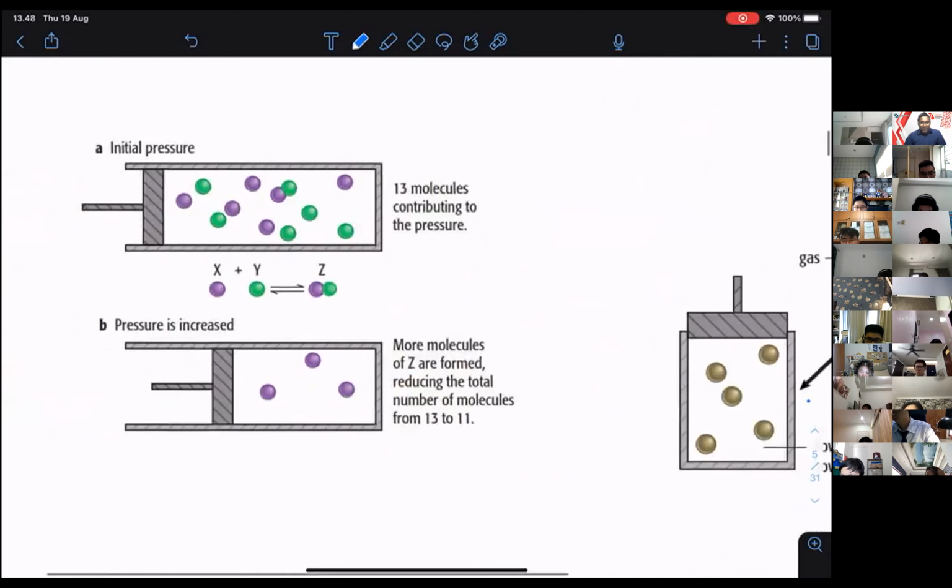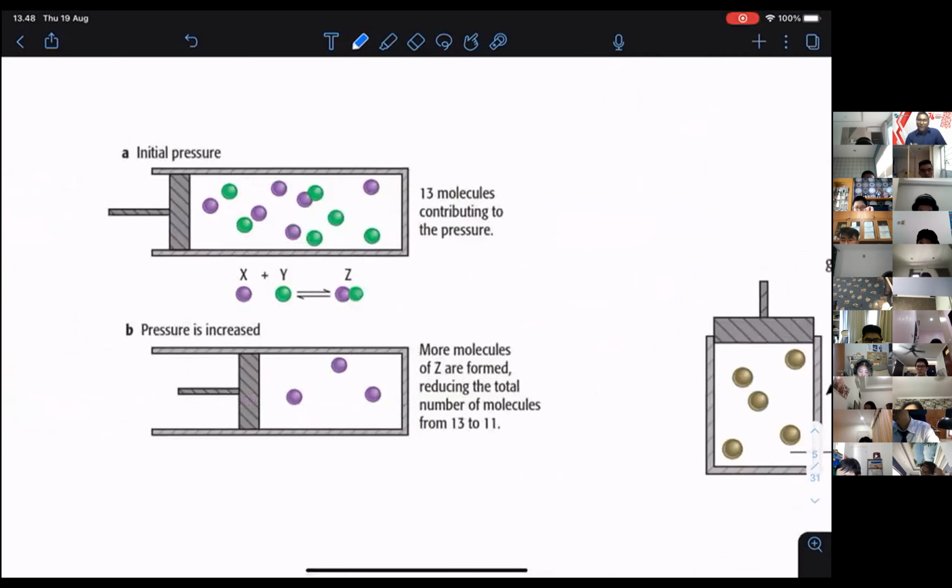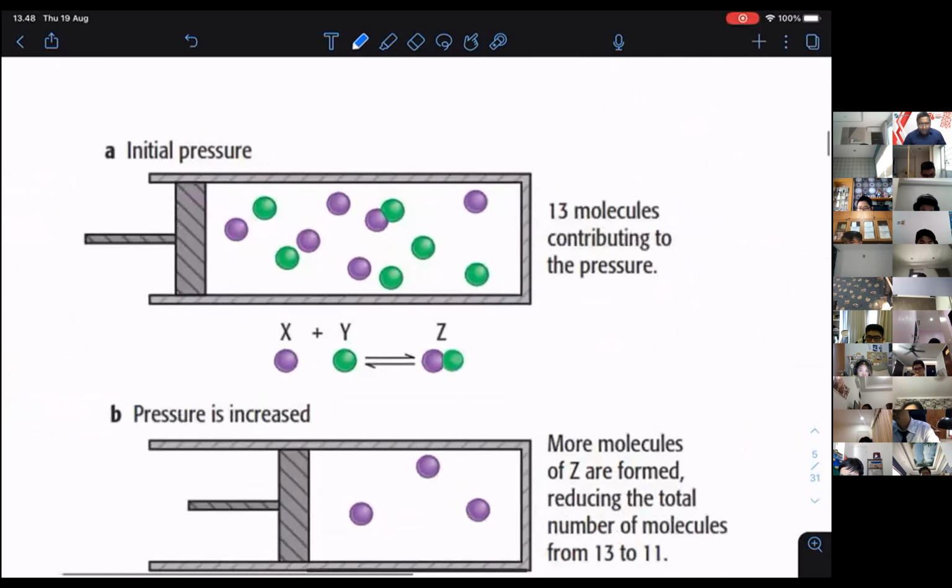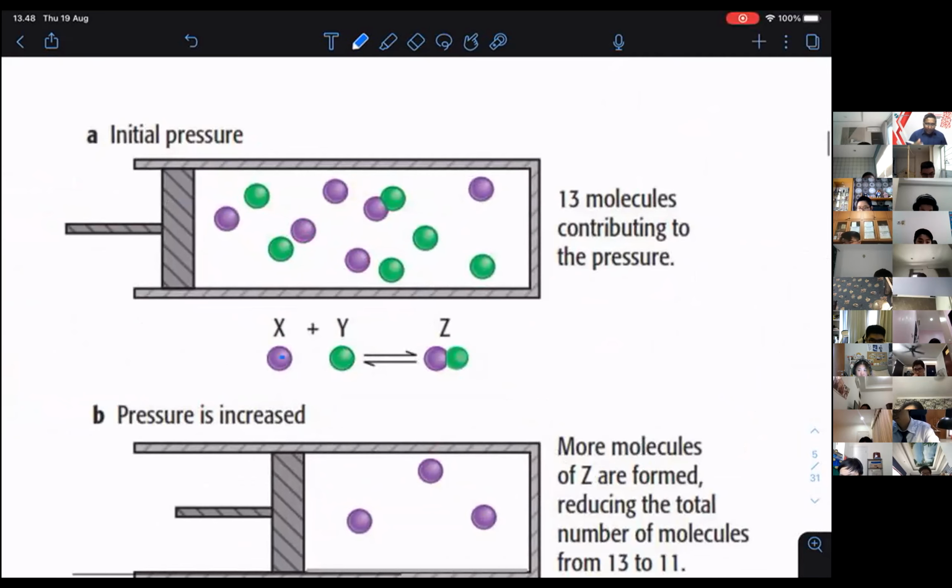But if you just want to look at it in terms of number of moles or number of molecules, you can see this example. In this example, they say purple is going to be X, Y is going to be green, and you can see this one is going to be Z.